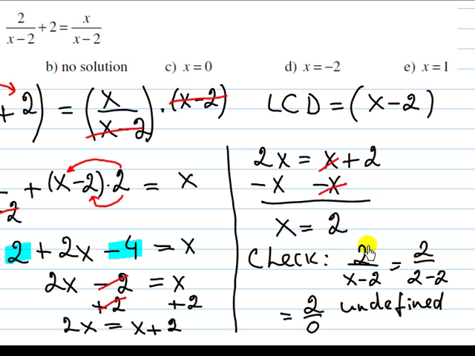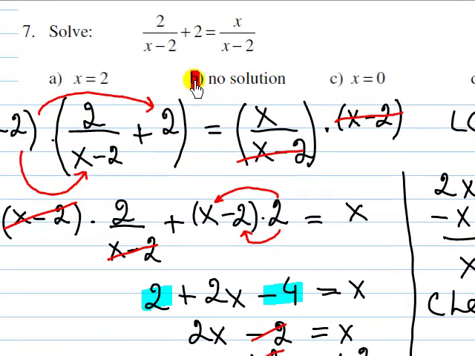So what we are going to say is the solution is the empty set, or no solution. In our case, that's B, no solution. Again, checking is crucially important.